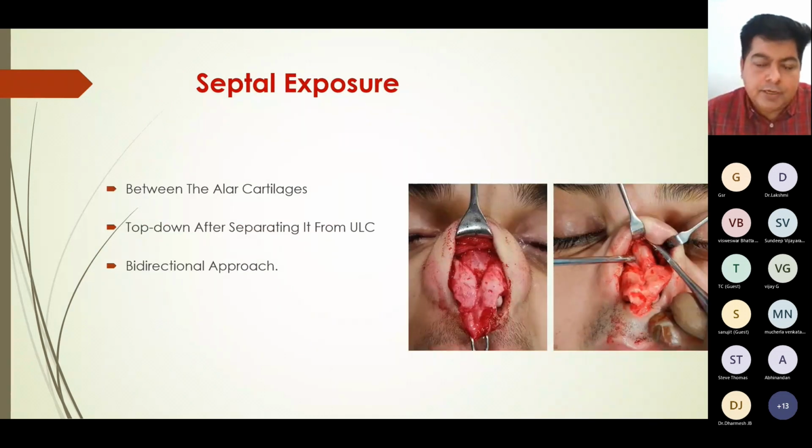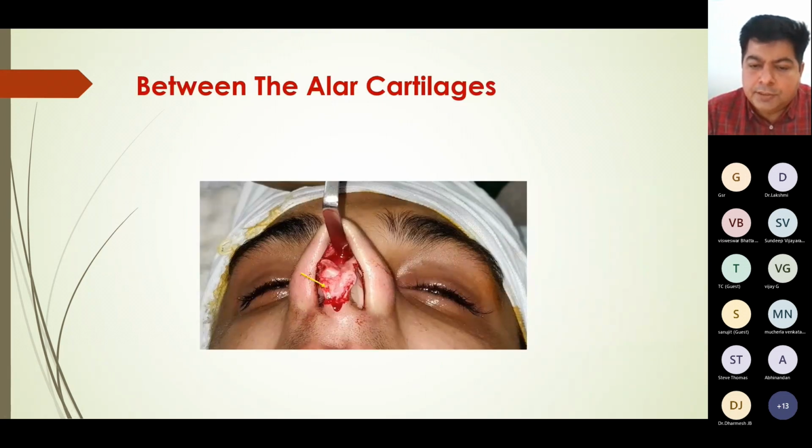After this, you have elevated the whole of the skin envelope. In case you want to do something to the septum, whether you want to correct the deformity or take the septum for cartilage grafts, then you have to decide how to go about it. There are various approaches. You can go directly between the alar cartilages, or you can go from a top-down approach, that is after separating the upper lateral cartilages, or bidirectional in case you want to use both these methods. The bottom line is, in case you don't want to do anything to the upper lateral cartilage, you want to do only some tip work and maybe address the caudal dislocation of the septum, you can go through between the alar cartilages, something like this.